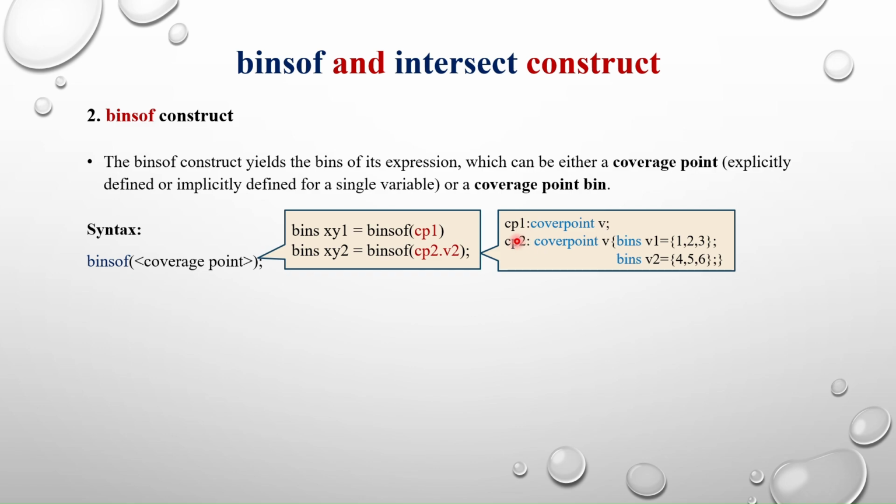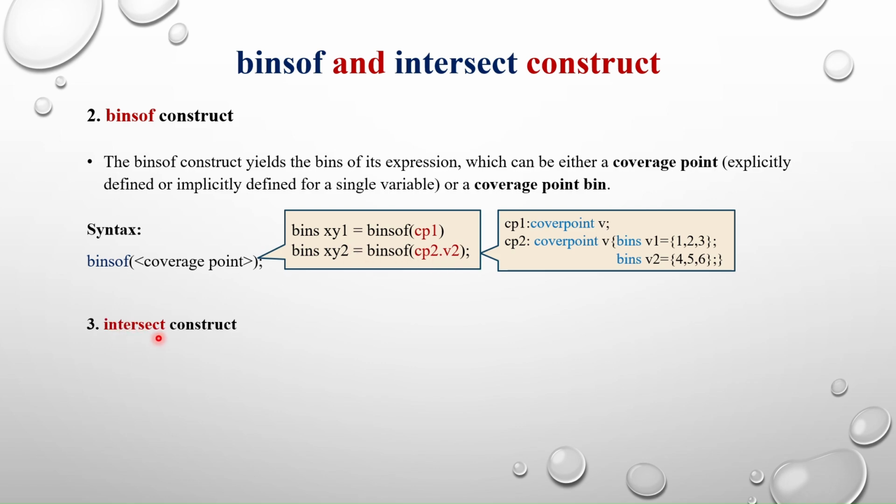If you see here, cp1: coverpoint v. So this is the coverage point. Now cp1 is the coverage point, and what is a coverage point bin? These bins v1 and v2 are all coverage point bins, such as cp2.v2. So here bins xy1 equals bins of cp1. Whatever bins have been created for cp1, the same bins will be created for xy1. And xy2 equals bins of cp2.v2. So xy2 can have the bins of this v2. What is v2? bins v2 equals 4, 5, 6, right? Three values are there, so the three values will come here. Bins of cp2.v2, so a single bin will be created here.